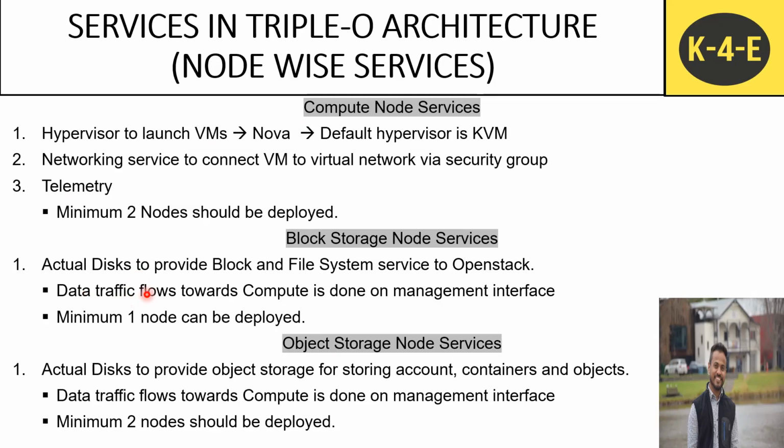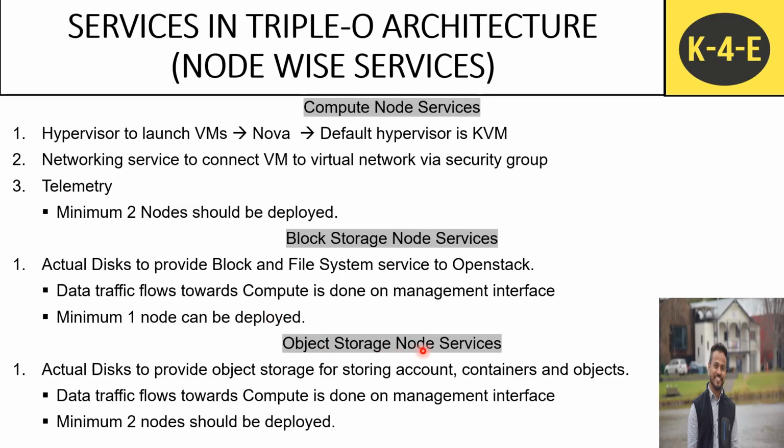Now the data traffic flow towards compute is done on the management interface. So in your block storage node and your compute nodes, you have a cable which is connected to all the compute nodes from your block storage node, and you need to have only one minimum NIC. You can have one NIC card, and then you can connect, and your data will flow from block storage to your compute nodes, and then you can connect that volume to your instances.